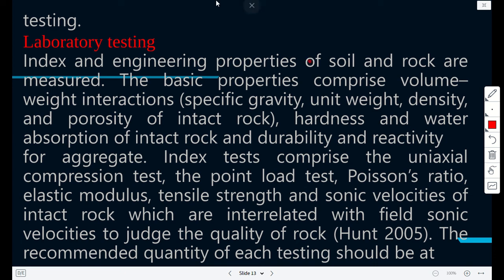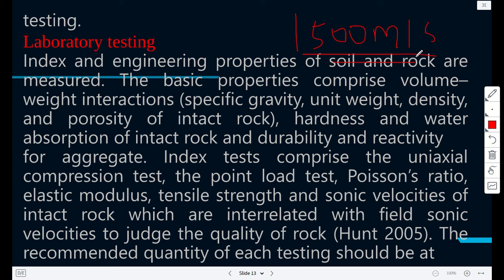For example, inside water, the speed is just about 15 meters per second. So that means if you have saturated rock or saturated soil, and you're finding that your sonic velocity is just 15, that can be very misleading. So you need to be aware of this while using this method.